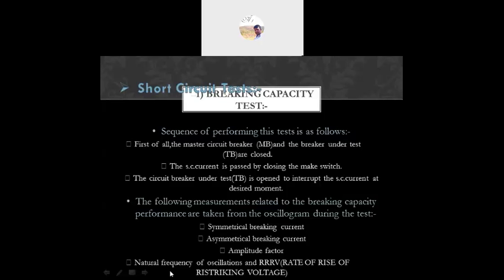Next is the RRRV, the rate of rise of restriking voltage, which is taken for the symmetrical fault current. If an asymmetrical fault occurs, can it withstand it or not? The amplitude is the highest peak value of the current, and whether it can stand it or not will be tested.